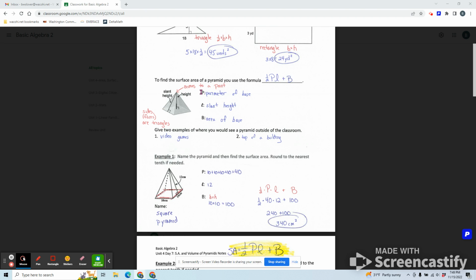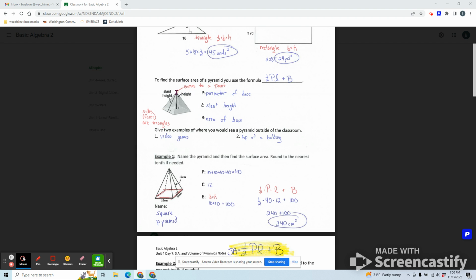So the uppercase P is the perimeter of the base. We saw that before when we talked about surface area of a prism. L is the slant height, so that's a little bit new. We haven't really seen that before. And then uppercase B we've seen before, which is the area of the base.